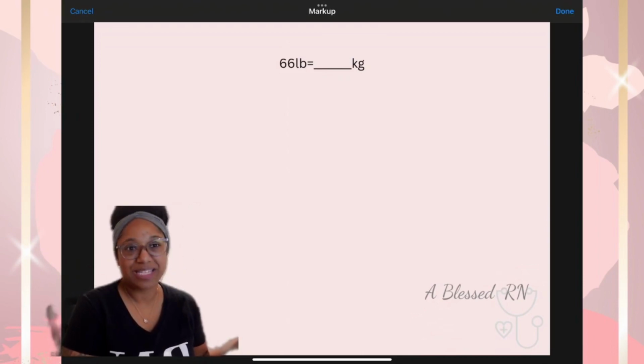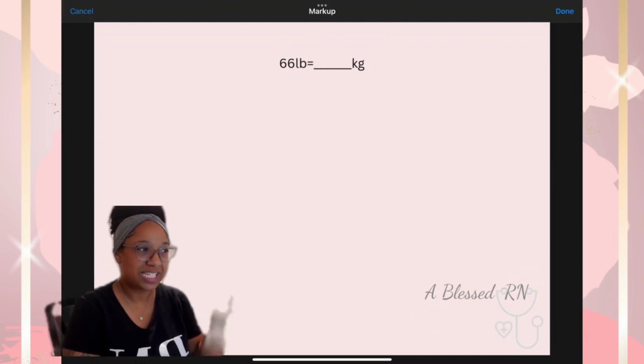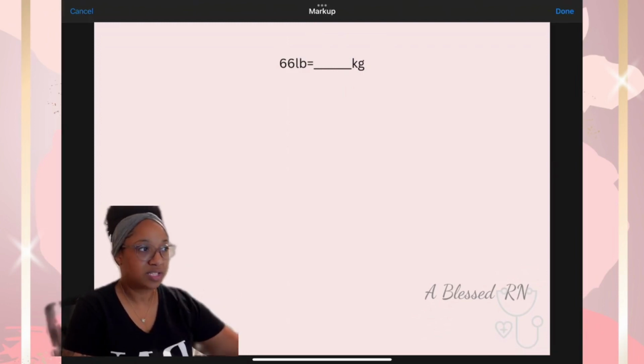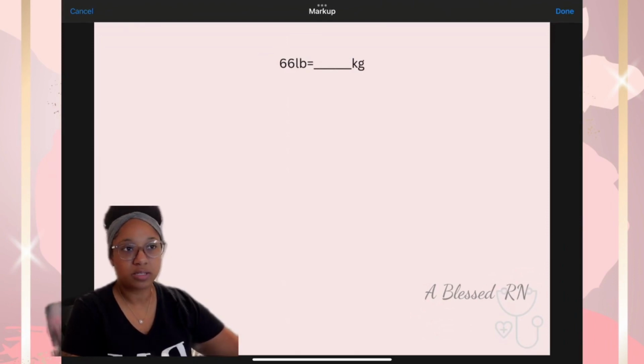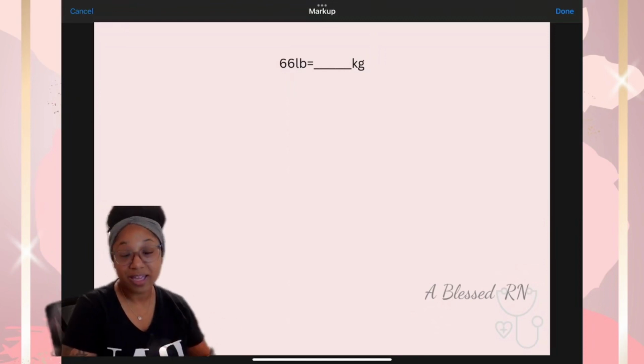You have to memorize that 2.2 pounds is in 1 kilogram. And as you do these problems over and over again, they kind of just stick. Just like your 5 mLs is 1 teaspoon, 15 mLs is 1 tablespoon, 30 mLs is an ounce. You got your pounds and all that stuff. It'll come to you, you just have to do it. It's a thing of repetition and it doesn't go away.